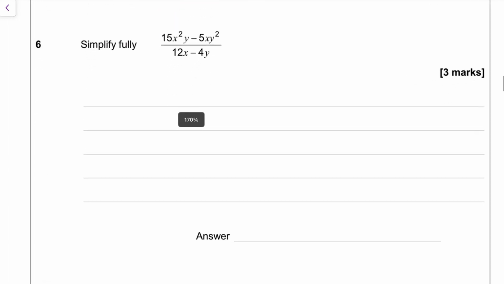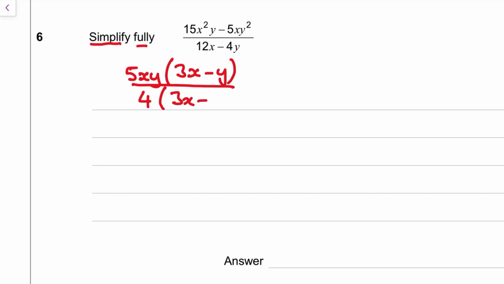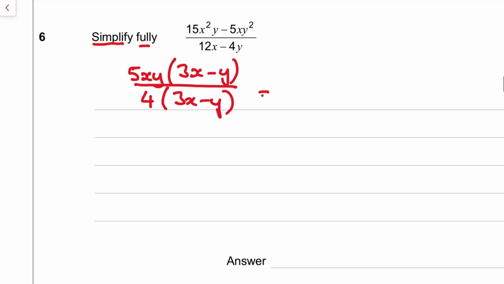Next question. Okay, I'm going to zoom in a bit just to make sure I can see the index powers correctly. Simplify fully. Now the words simplify fully suggest at least a couple of steps are going on here. So let's just simplify and see what happens. I'm going to factorize the top. So I'm going to take out a 5xy, and that's going to leave behind a 3x minus 5xy. I'm going to factorize the bottom by taking out 4, and it's a 3x minus y. I can cancel the factors top and bottom, and that's just going to leave me with 5xy over 4.